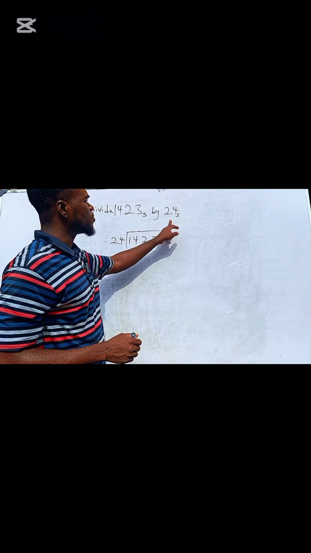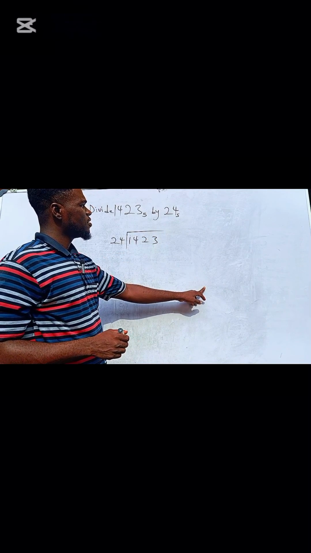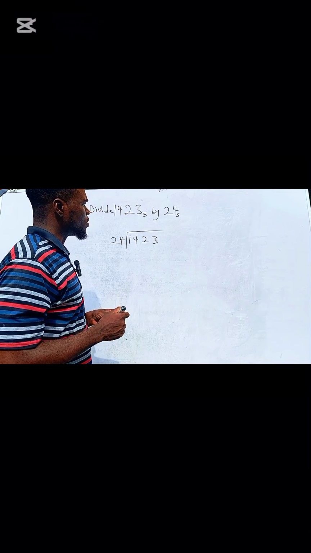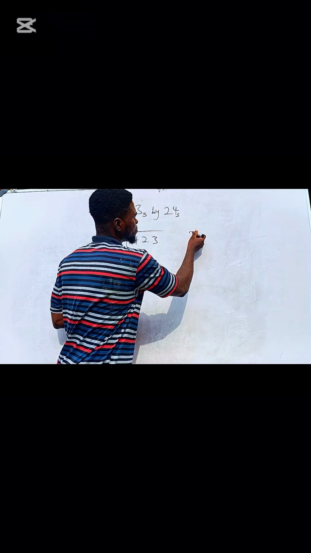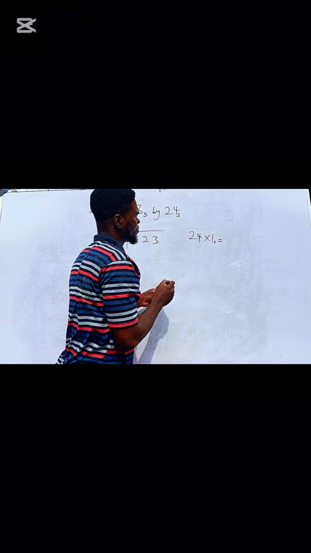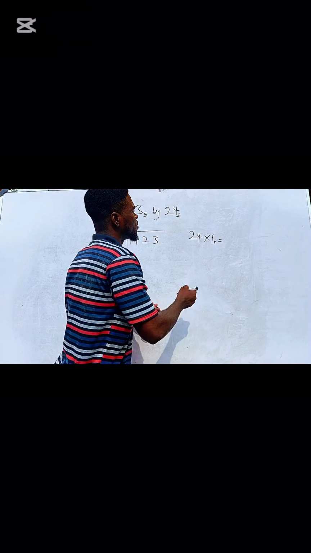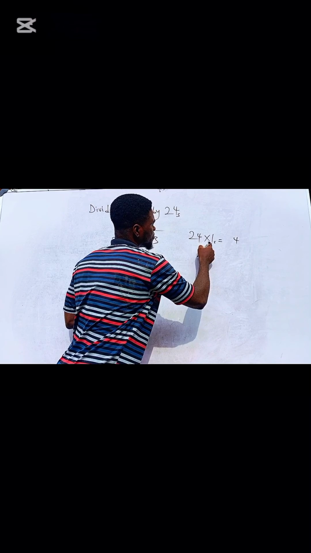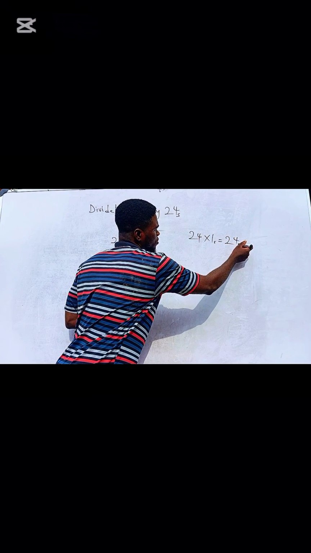Now, I want to get the multiples of 24 in base 5, because that is what we use in doing this division. Now, look at what I'm going to do. I'm going to do 24 times 1 in base 5. 1 times 4 is still 4. 1 times 2 is 2. So it's still 24 base 5.